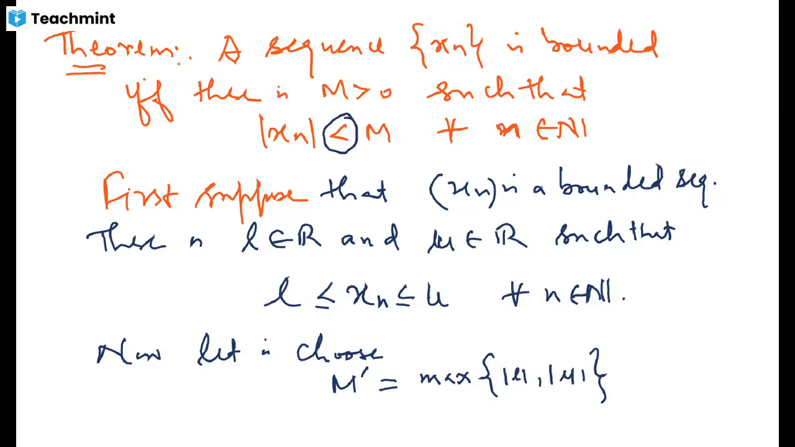Let's look at what this M prime is. This M prime is the maximum of mod of L and mod of u. So now look at this. Since M prime is the maximum, mod of L has to be less than or equal to M prime. What it implies, by the definition of the modulus, is that minus M prime is less than or equal to L, and L is less than or equal to M prime.